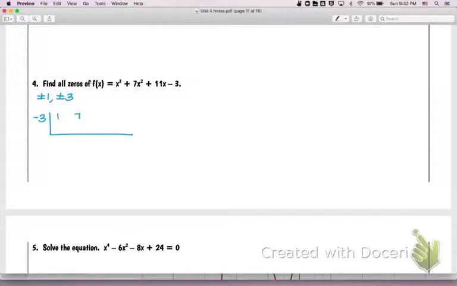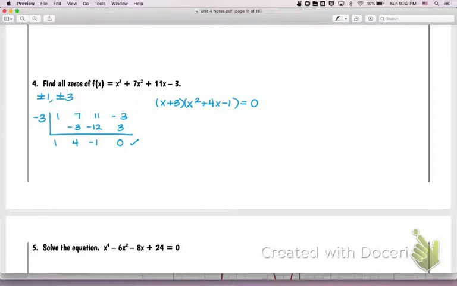So 1, 7, 11, 3... 1, -3, 4, -12, -1, +3. Yay, we got a 0. Okay, so what do we get? This tells us then, since we use -3, that comes from the factor x plus 3. And then we have x squared plus 4x minus 1 equals 0. Boo to this one because that's not factorable, x squared plus 4x minus 1.